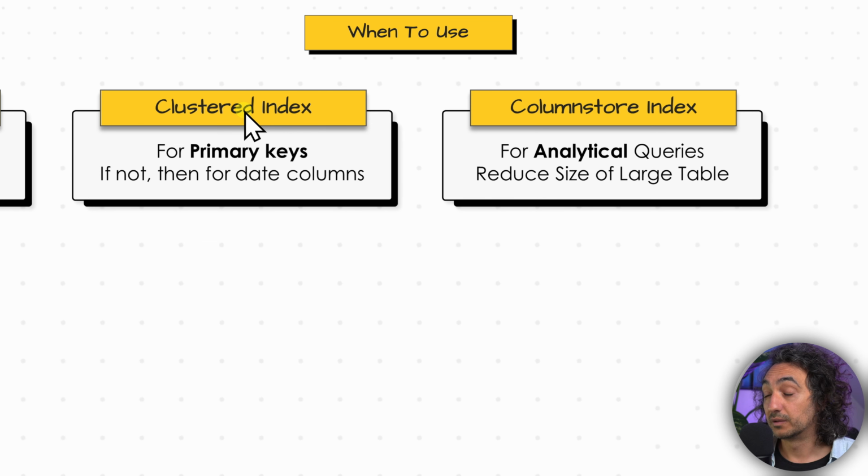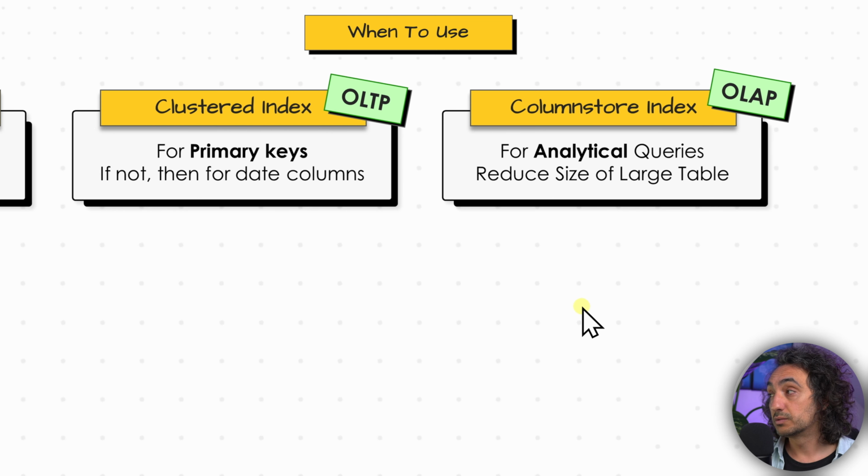So again, for the rowstore clustered index, we use it usually for OLTP systems, where you have a lot of transactions and so on. But for the Columnstore, we use it usually for OLAP systems, where you have a data warehouse, reporting system, business intelligence, and so on.